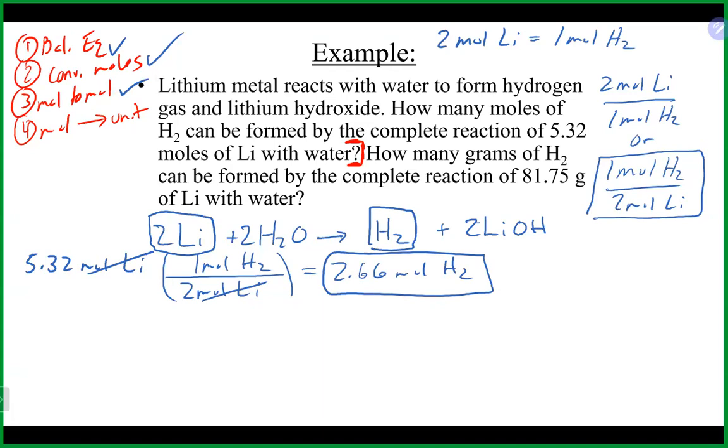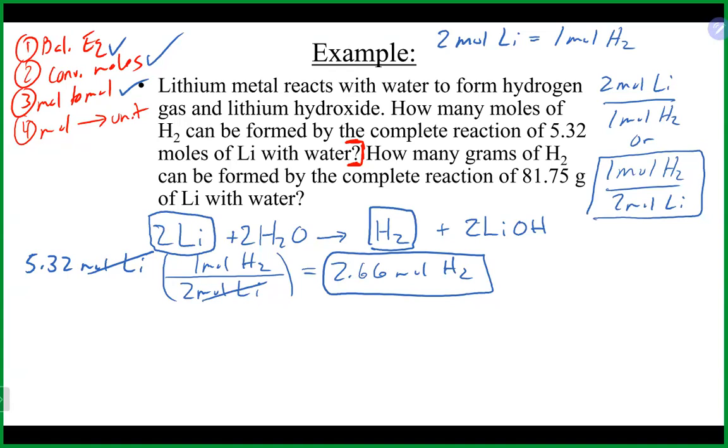In this case, do we need to do step number 4? We do not, otherwise I probably wouldn't have boxed it there, because we're actually looking for moles, right? So in this case, we actually do not have to do step number 4, and this would actually be our answer in this case. Any questions on that?